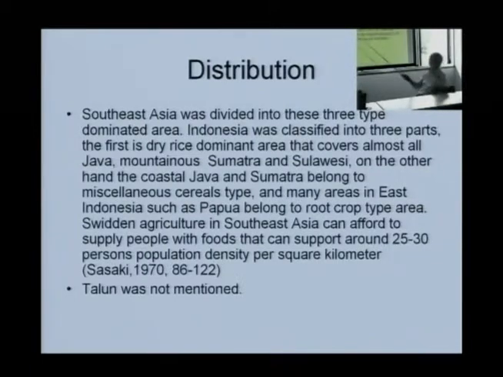And in the conventional study on dry agriculture, Tarun is not mentioned. So researchers on dry agriculture in Southeast Asia don't know about the Tarun or neglected the Tarun.